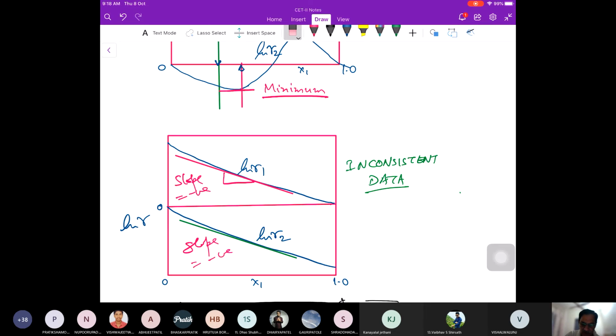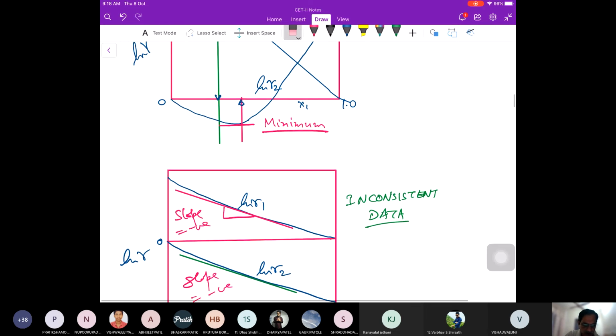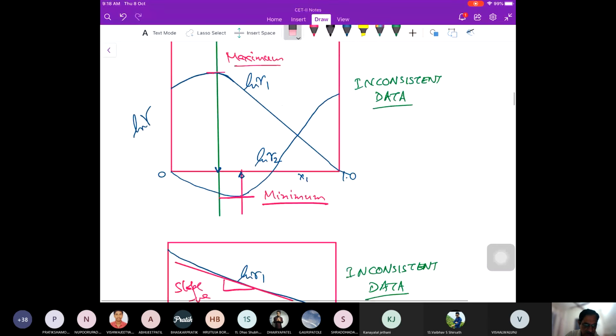Any questions on this test? One is slope. Slope should be opposite. Or if the slope is not opposite, then if there's a maximum, there should be a minimum at the same composition. If it's a different composition for maximum and minimum, then it is inconsistent data.